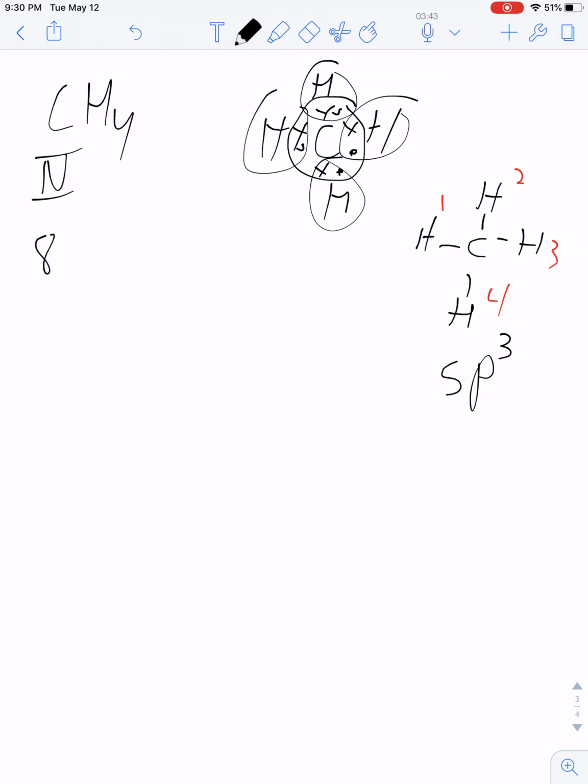Now, this picture that I've drawn here, that's not a 3-dimensional picture, that's 2-dimensional. So we need to draw a 3-dimensional picture, and in order to do it, we need to know the hybridization, okay? So either you can look in your book or go to Appendix G.